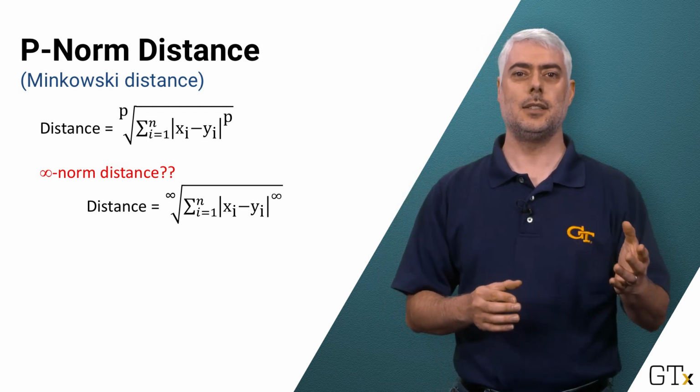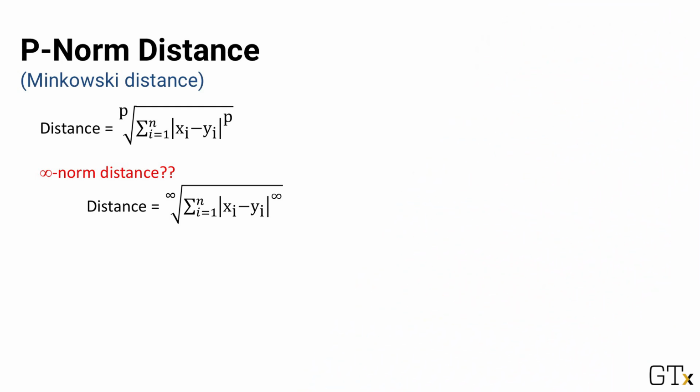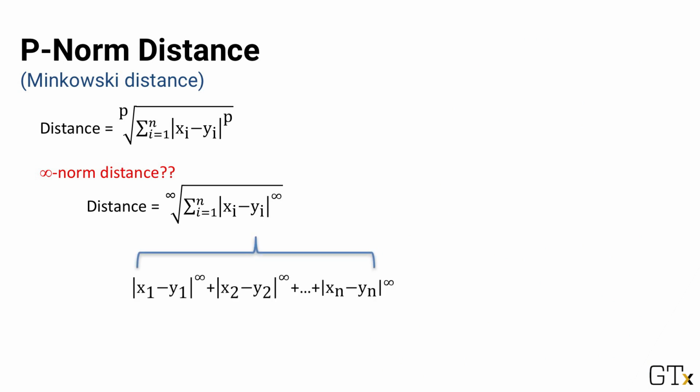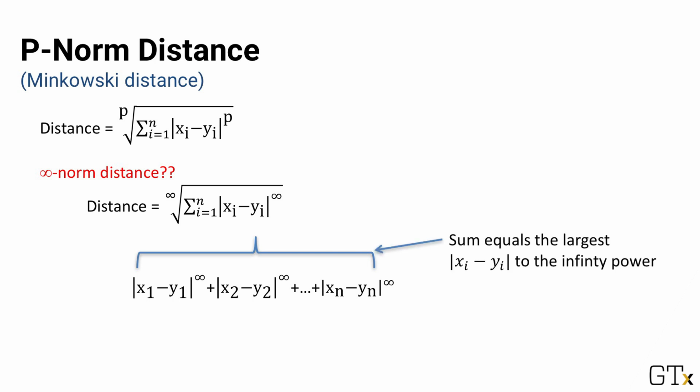So let's write out the sum. Now, if we have n different numbers all to the infinity power, the largest one will dominate the rest. For example, 8 to the infinity swamps 7 to the infinity, and the sum of those two is so close to 8 to the infinity that 7 to the infinity is irrelevant. So this sum is just about equal to the largest among the differences in each dimension, to the infinity power.